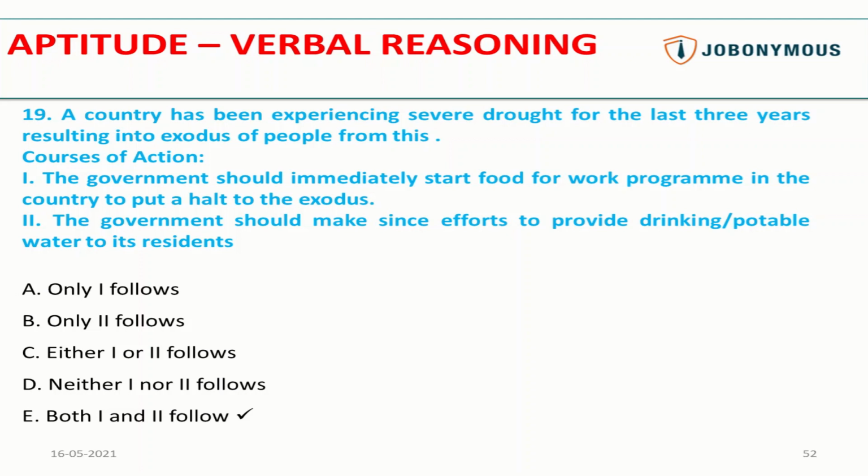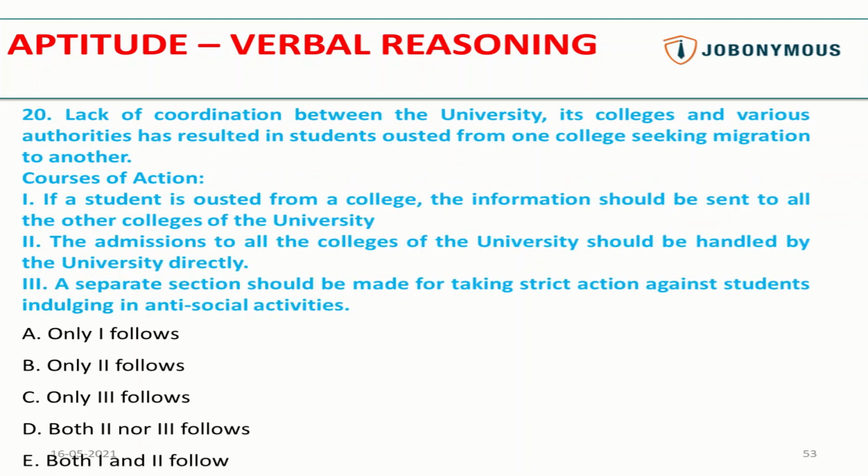So here the correct answer is both 1 and 2. Many people make the mistake of writing only 2 because they think drought is related only to water shortage, but that is not the case. Whenever drought occurs, there is shortage of water for agriculture also. So there is less food supply also. So food and water both are required. That is why both 1 and 2 are the answer.